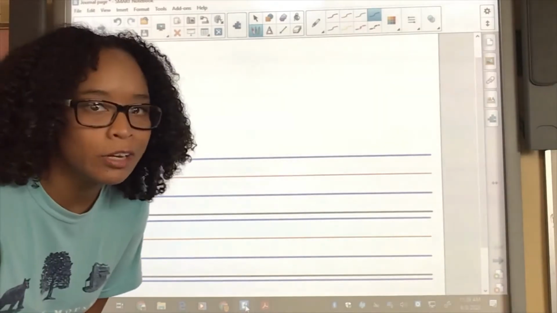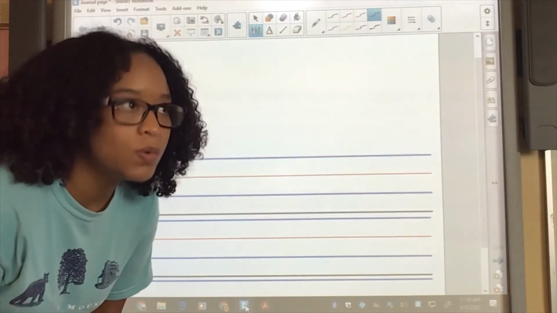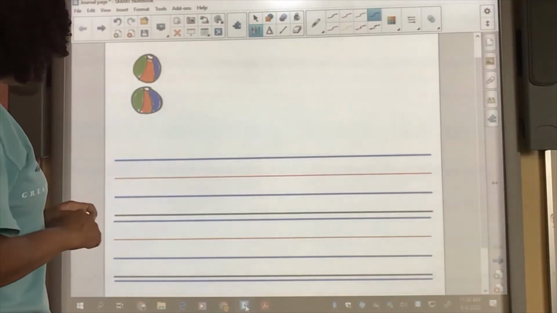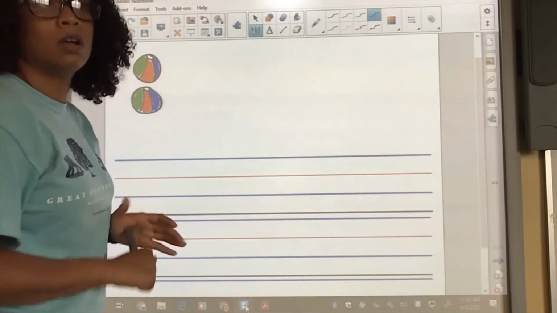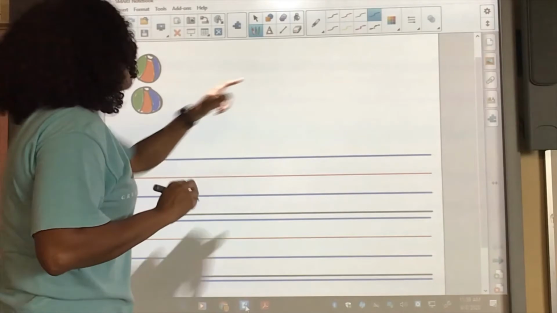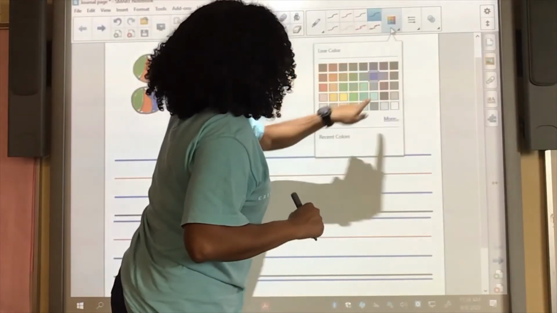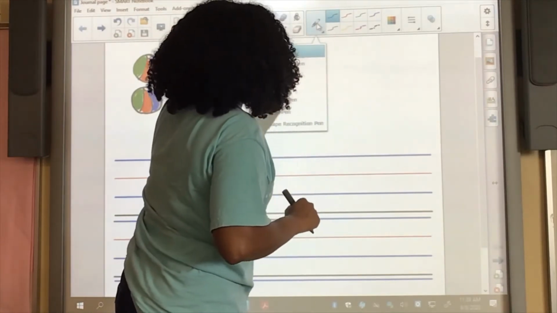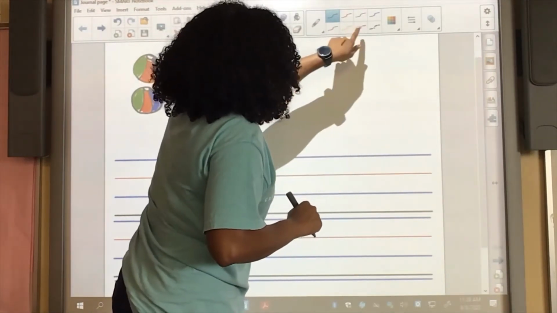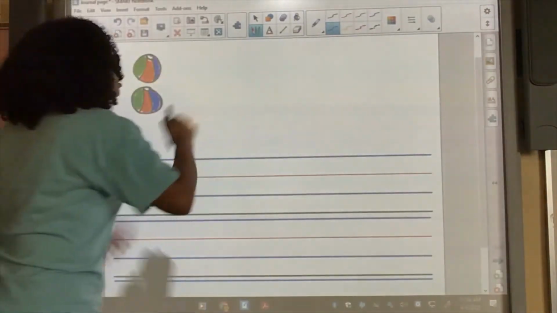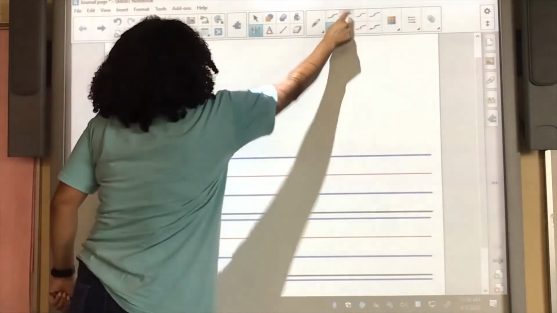Okay, now let's create another group. How about we illustrate some rainbows? Let's illustrate, how about we do 4 rainbows? And I want to use my other colors. Let me see. Oh yeah, I can use my other colors. Okay, so let's illustrate 4 rainbows.